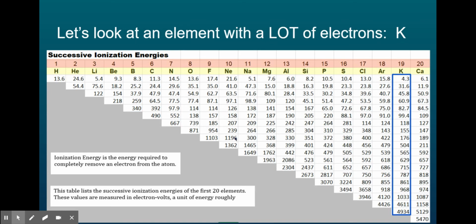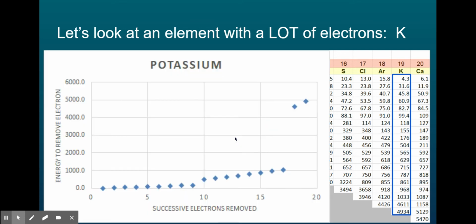Let's look at an element with a lot of electrons, potassium. Again, we have the last 2 electrons needing a lot of energy to remove. But look, there seems to be another break in the data going from electron 9 to electron 10.